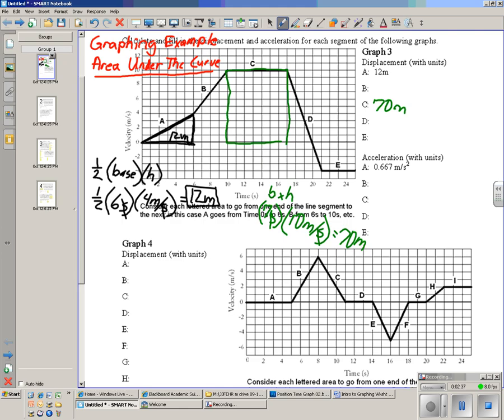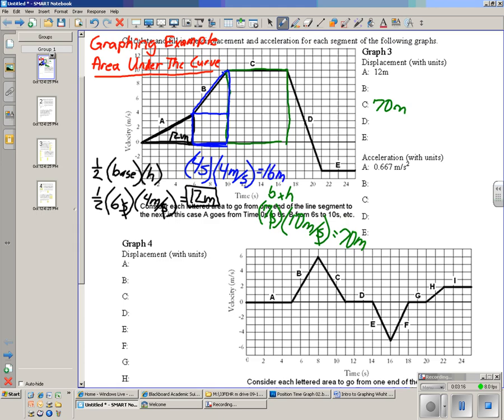Now, it won't always be that easy. What if I have underline B? So I can see it's kind of an awkward shape, but that shouldn't freak me out too much because all I need to do is split it up into easier shapes to work with. In this case, I have a lovely little box whose base goes from 6 to 10, so that's going to be 4 seconds times a height of 4 meters per second. That gives me 16 meters right there.